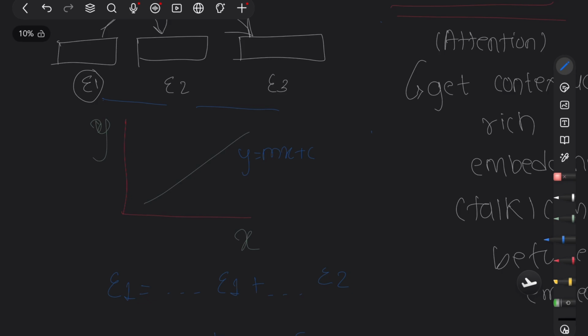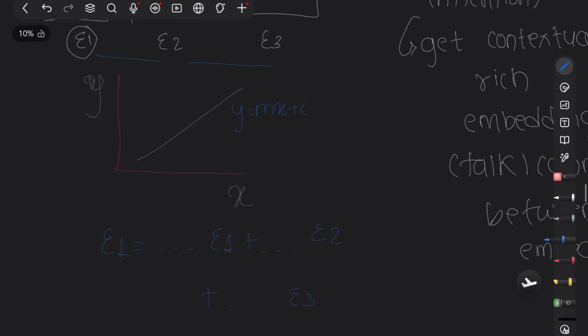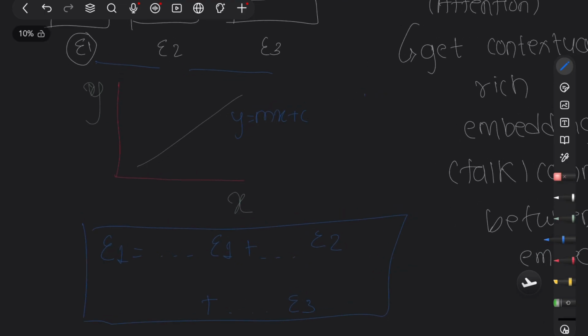What do you think? This is simple, right? So would that be efficient? Yeah, it would be efficient. So this is how we relate embeddings. This is how we give the model the context. We are trying to form the value of e1 with these other values.